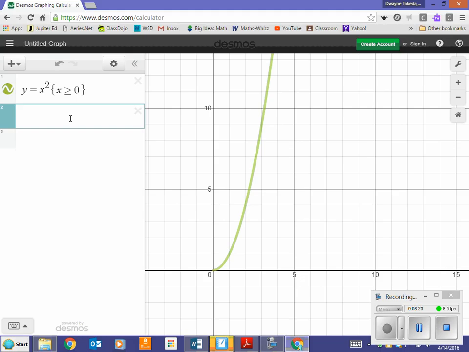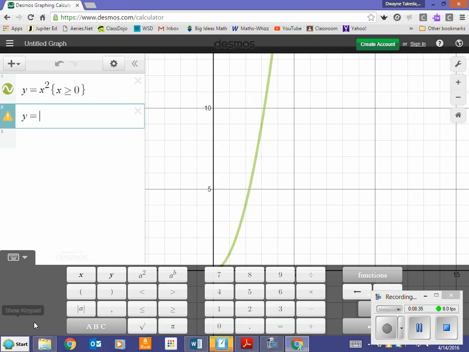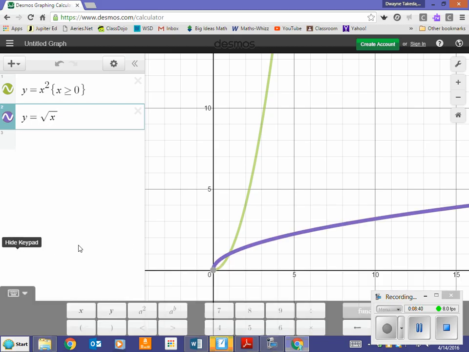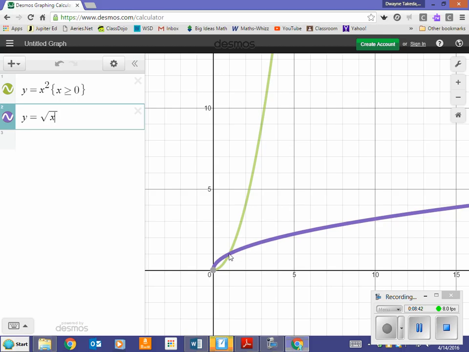Okay, so there's that one, and then the inverse function. If you think about it, what's the inverse operation to squaring something? It is taking the square root of something. So we'll take the square root of x in this case, and there. And again, they're going to meet here at 1, 1 because they're opposite. They're going to intersect at a point where the domain and range are equal.